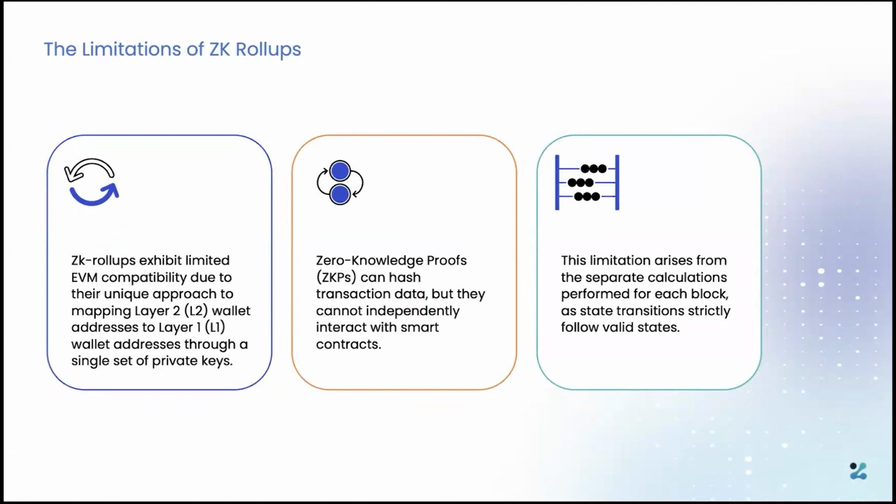So they have very limited EVM compatibility, and that leads to a learning curve, and none of the existing smart contracts can be easily migrated to them. Because the way the calculations are performed in the case of ZK Rollup is different. That's why this limitation comes in. But in the next section, we'll talk about how this limitation has been removed to a larger extent now by combining ZK Rollups with EVM. But by default, ZK Rollups have a very limited EVM compatibility.